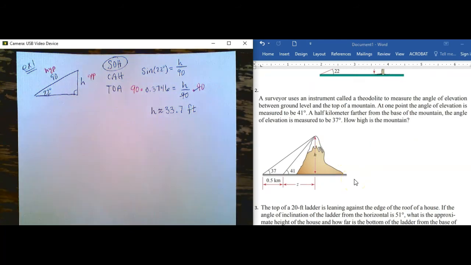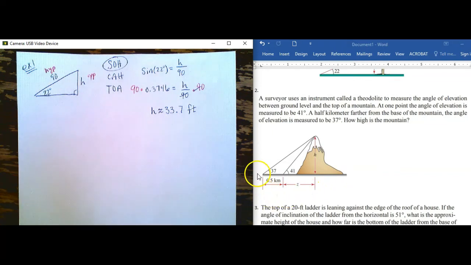All right, so it says a surveyor uses an instrument called a theodolite to measure the angle of elevation between ground level and the top of a mountain. At one point, the angle of elevation is measured to be 41 degrees. A half kilometer farther from the base of the mountain, the angle of elevation is measured to be 37 degrees. How high is the mountain?